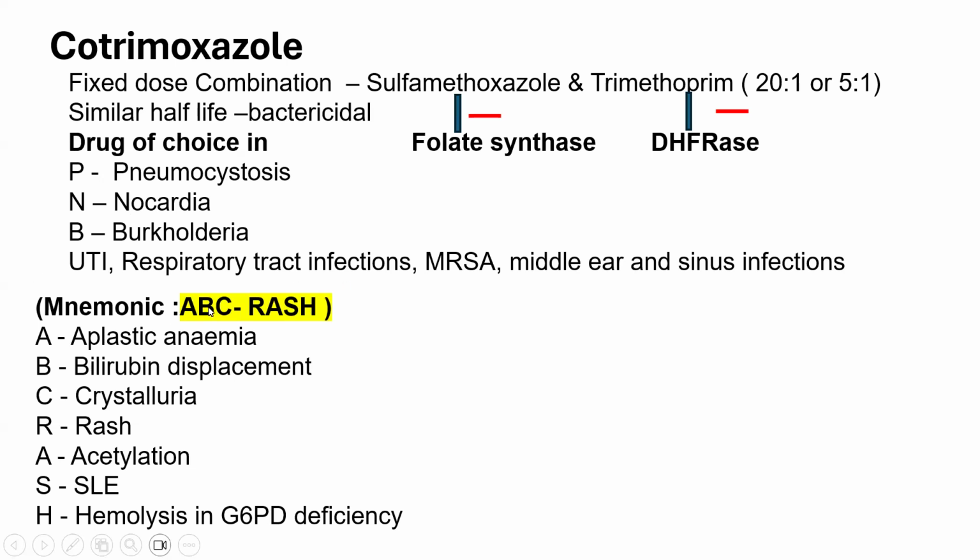So remember the mnemonic ABC rash for cotrimoxazole, and the FDC ratio. Remember T, so T for 1. Usually students get confused with the ratio. So 20:1: trimethoprim, remember the first letter T for 1, and sulfamethoxazole 20 or 5. So that's all about cotrimoxazole. Remember what drug it is; you have to write the mechanism of action, folate synthase and dihydrofolate reductase, and the uses, and the adverse effects.